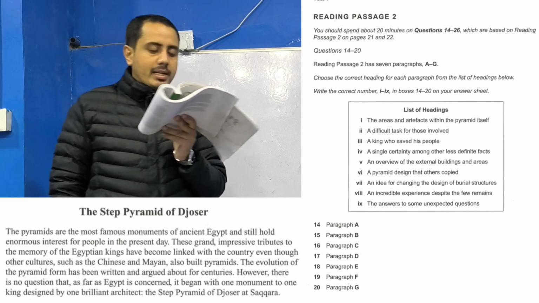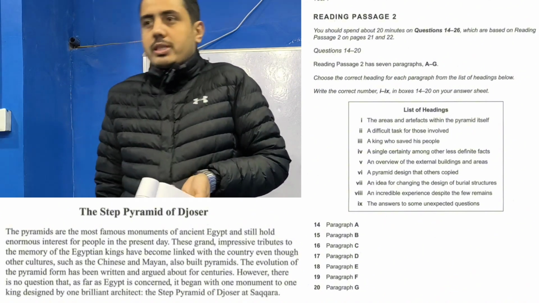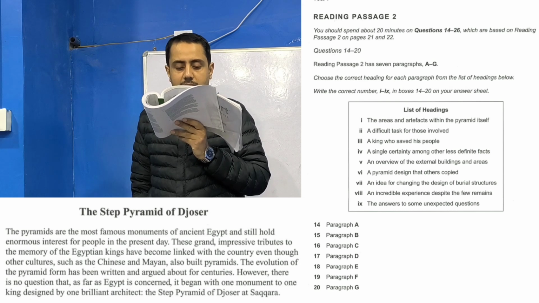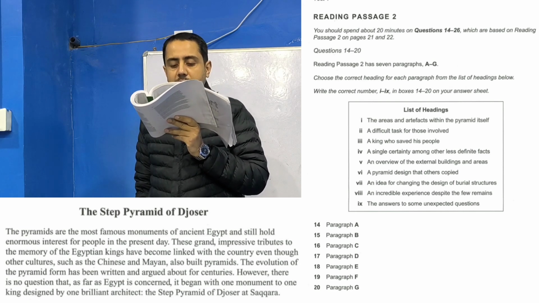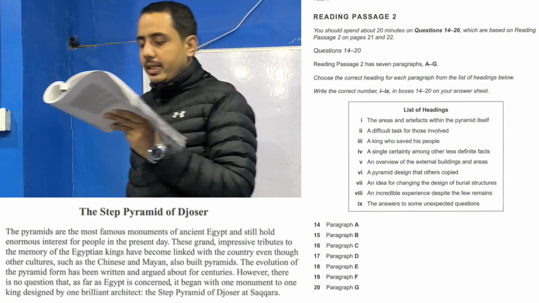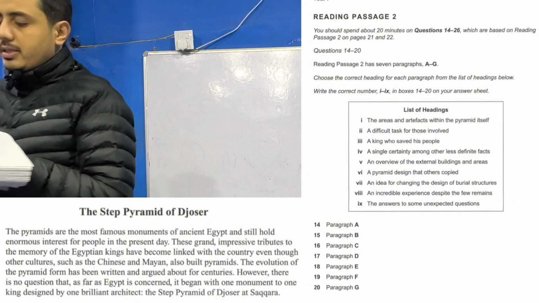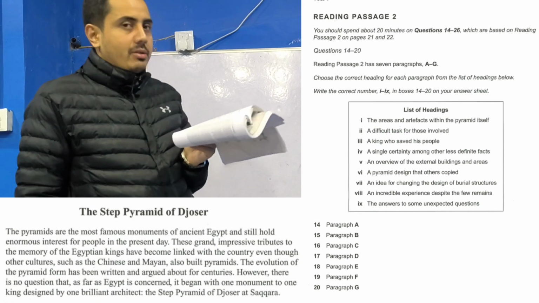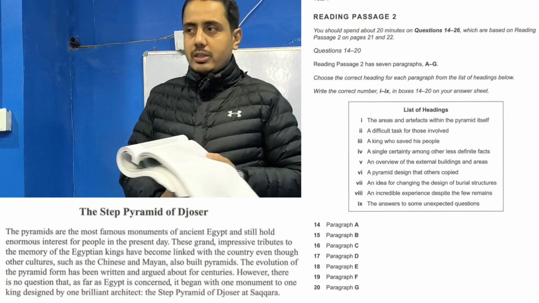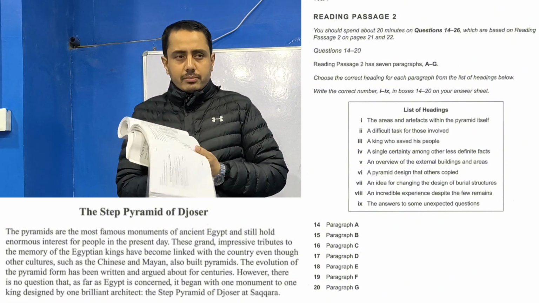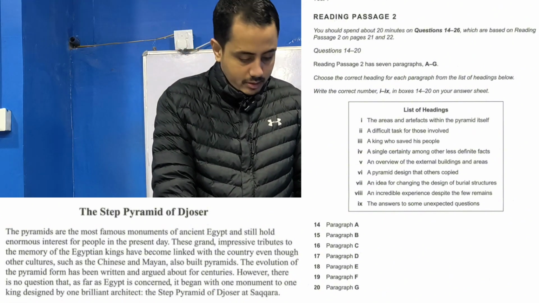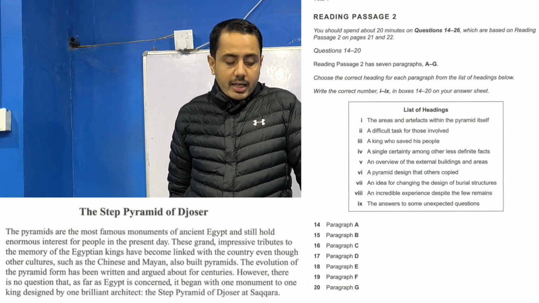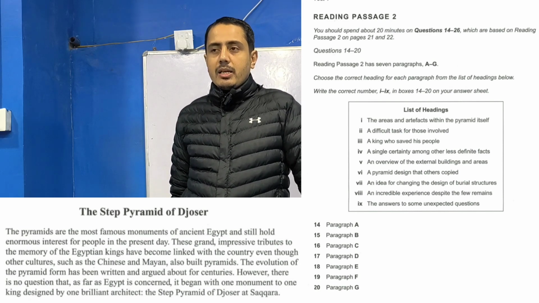Number 6, a pyramid design that others copied. So who copied whose design? Again, not actually mentioned there. Number 8, an incredible experience despite the few remains. Again, it doesn't say how many remain in the world. And the last one, the answers to some unexpected questions. Again, no unexpected question is given. So maybe number 4 is the answer, not number 6, a pyramid design that others copied. Here in the first paragraph, it doesn't say who copied whom.